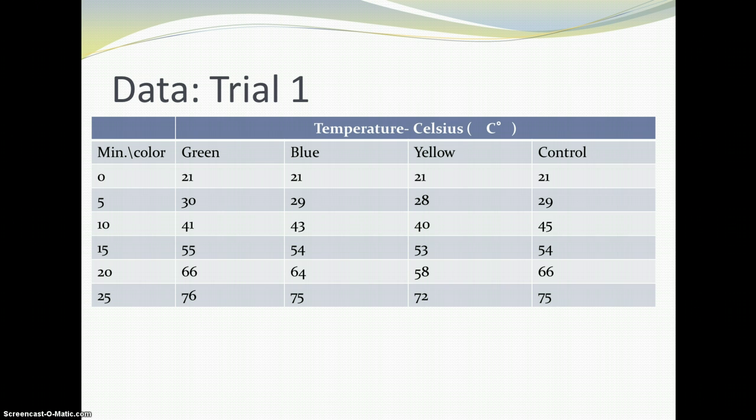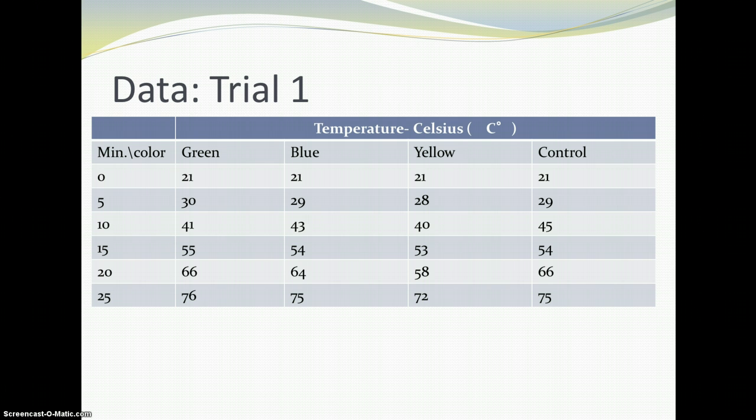As you can see, this is my data table for trial number 1. At 0 minutes, green, blue, and yellow all had a neutral temperature at 21 degrees, which was their starting point. Then after 5 minutes, green went to 30 degrees, while blue and control went to 29 degrees. Yellow stayed at 28 degrees Celsius.